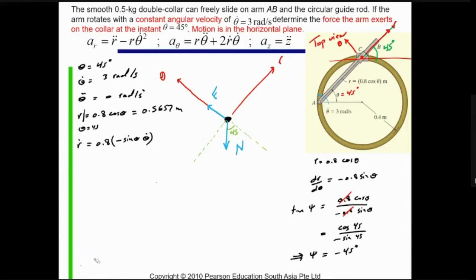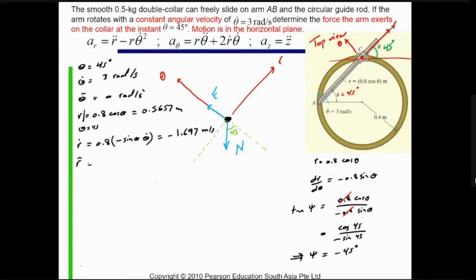So please find R dot again at theta equals 45. So that equals, do we have a confirmation? Negative 1.697 meters per second. Now we'll go for the R double dot, which equals negative 0.8 multiplied by, can you guys help me out with the derivative of sine theta times theta dot?